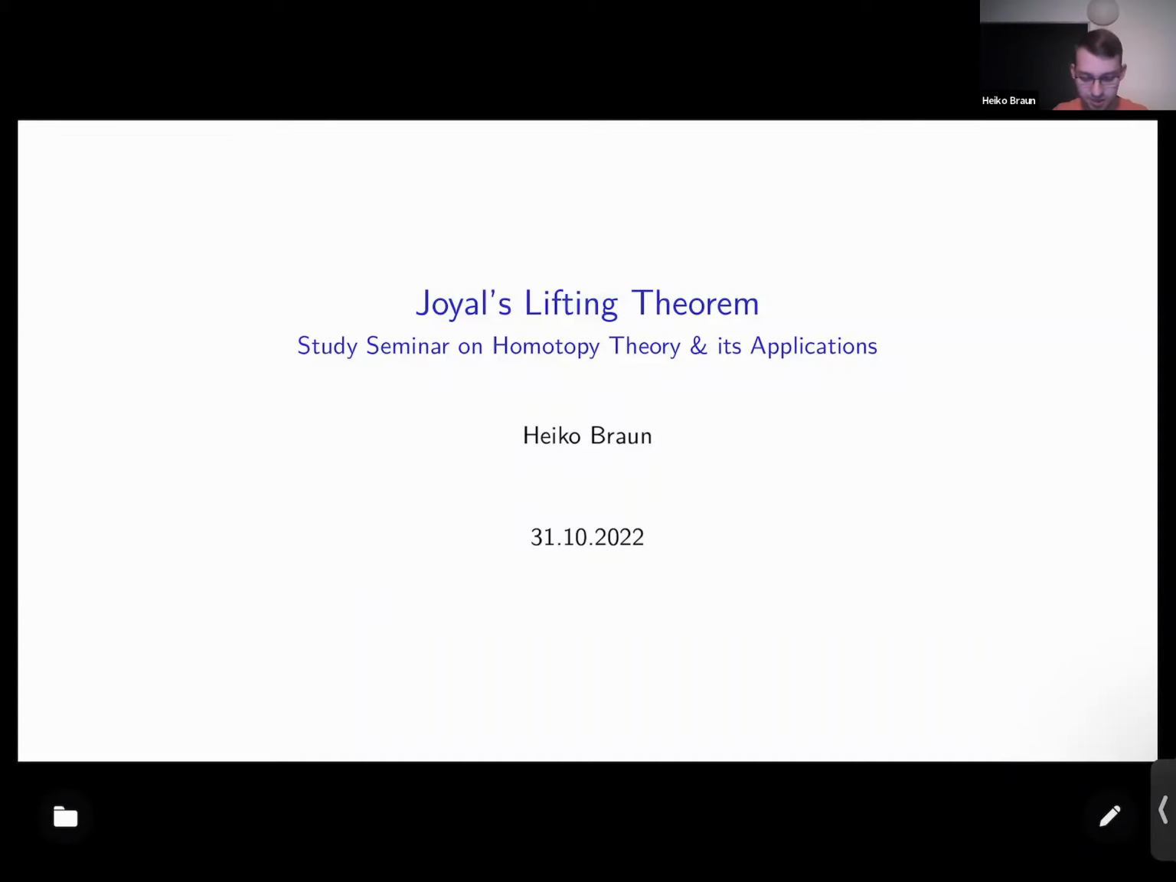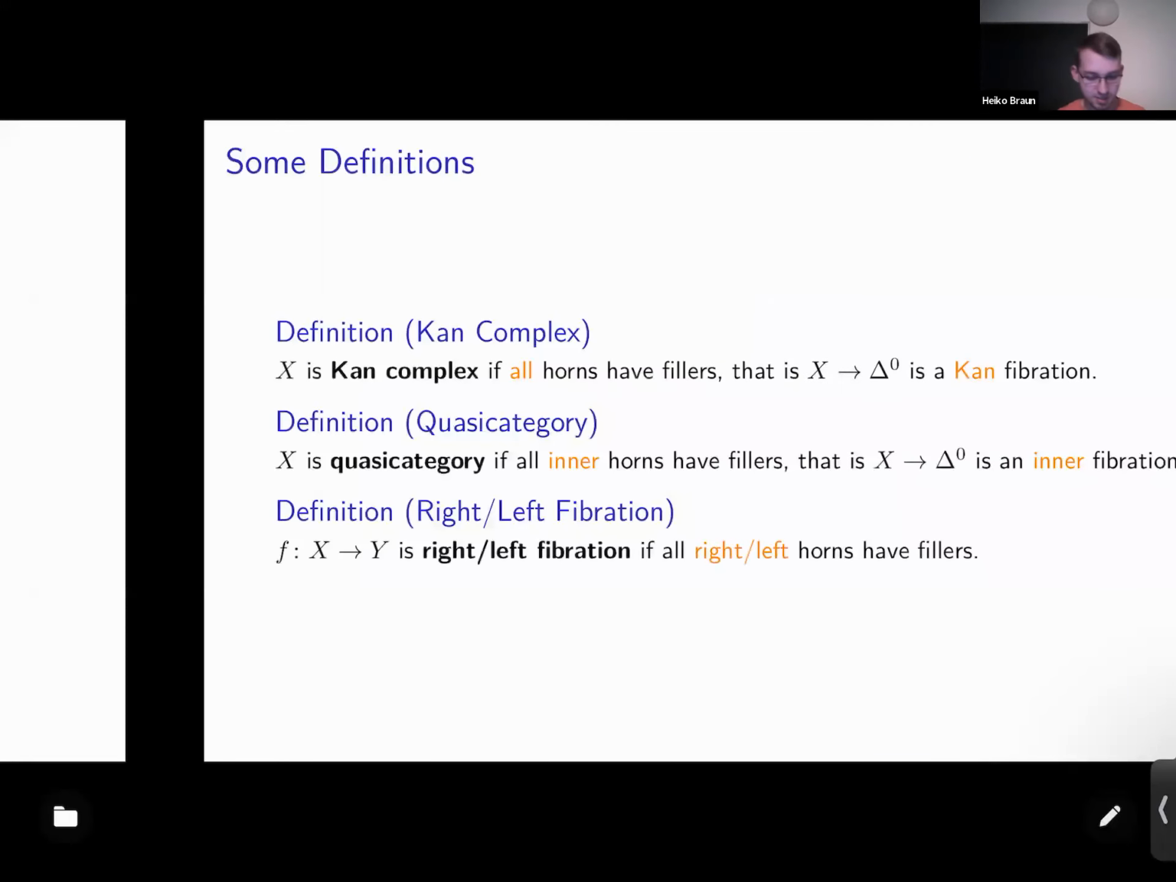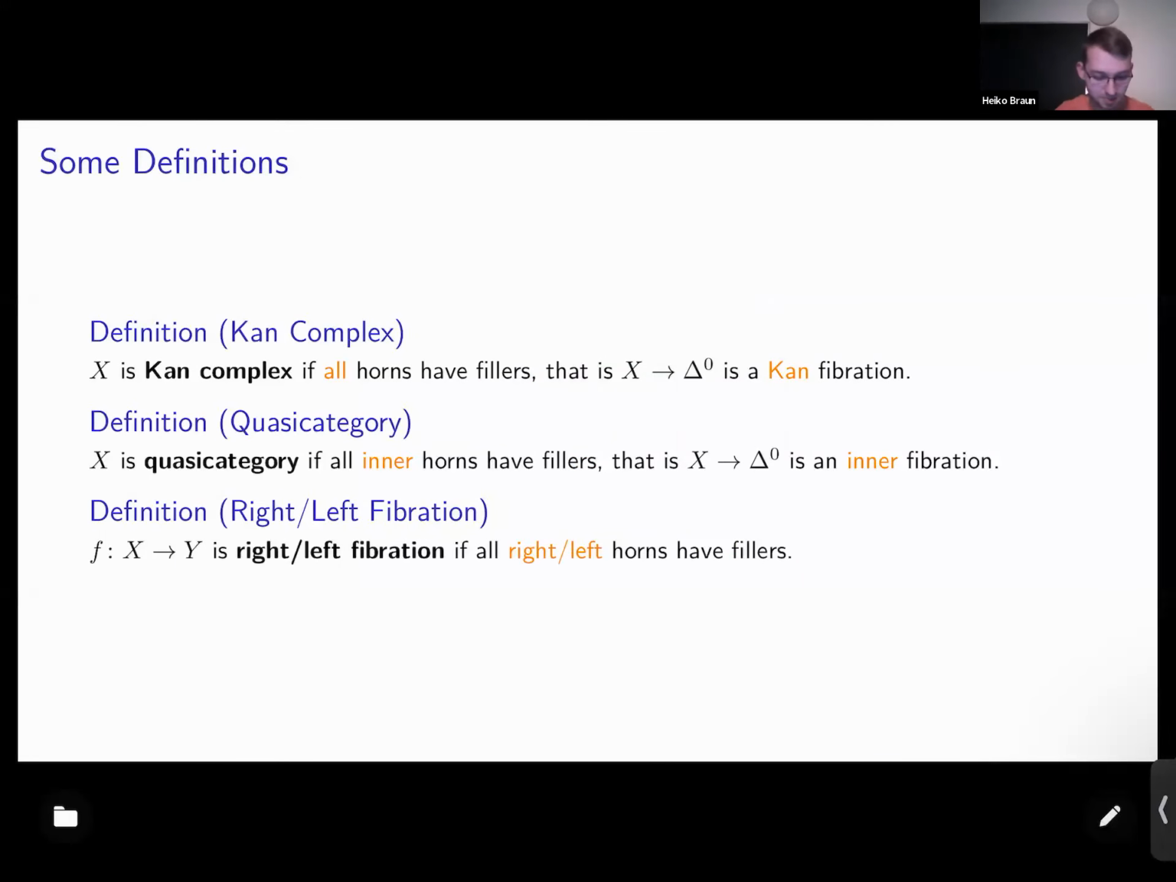Today's topic, Joyal's lifting theorem. First, some definitions are in order. So recall that a Kan complex is a simplicial set where all horns have fillers. So the horns are the Λ^n_k horns. And then a quasi-category is a simplicial set where all the inner horns have fillers, where the lower index ranges strictly between 0 and the full dimension.